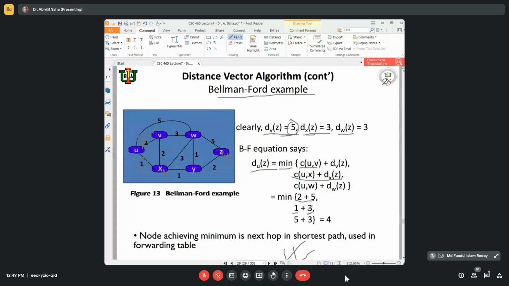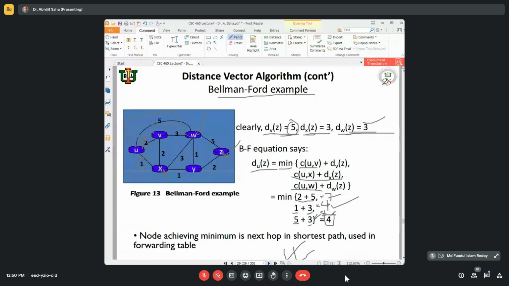So 1 plus 3. And the next path is the cost of u to w plus Dw to z. What is the least cost path you have found? That is 3. And the cost of u to w is 5. So 5 plus 3. Now if you count it, you get 7 here, you get 4 here, and you get 8 here. Right? So out of these, which one is least cost? This one, 4. That's why we are writing 4.